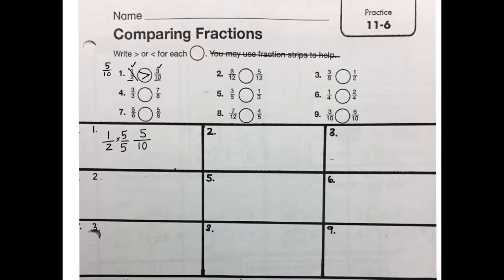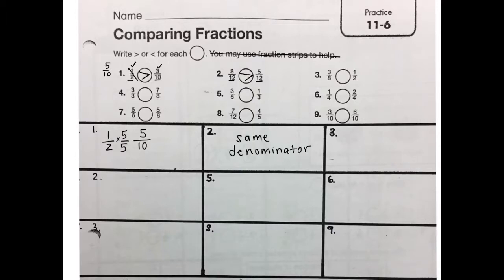Let's try number 2, 8/12 and 5/12. Well, I can ask myself, are the denominators the same? 12 and 12, yes they are. So I know that 8/12 is like having 8 slices that are cut into 12, and 5 slices that are cut into 12. I would rather have 8 slices, so I'm going to put my greater than sign again. In number 2 for my work, I can just write same denominator, because I didn't actually have to do anything. All I needed to do was compare my denominators.